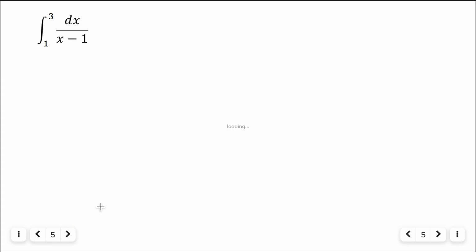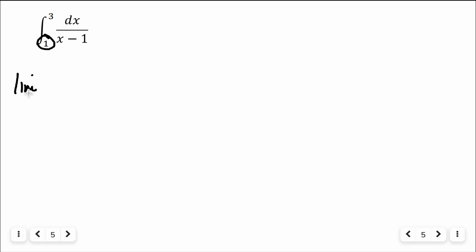All right, let's try again. From 1 to 3, dx over x minus 1. Okay, so this one's a little bit different. There's no infinite bound in here, but one of the actual bounds themselves, the function's discontinuous at this bound, right? If I plug 1 in, I get 0 in the denominator. That's no good. So I'm going to rewrite this in a different way. I'm going to take this bound out of here. This bound is causing me issues, right? I can't substitute 1 in.